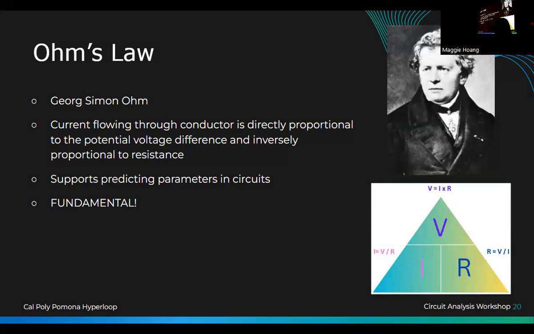It states that the current of the circuit between 2 points is going to be proportional to the voltage between those 2 points and inversely proportional to the resistance, right? So that's what Ohm's law is. Ohm's law is used anywhere. You can derive any rule based off of Ohm's law, and it's very fundamental, like I keep repeating.